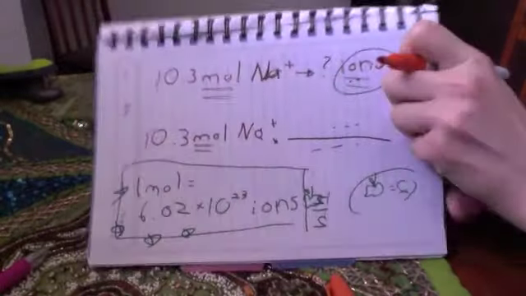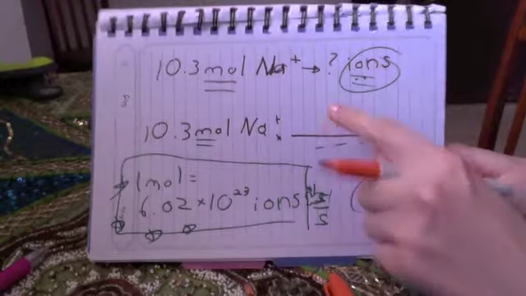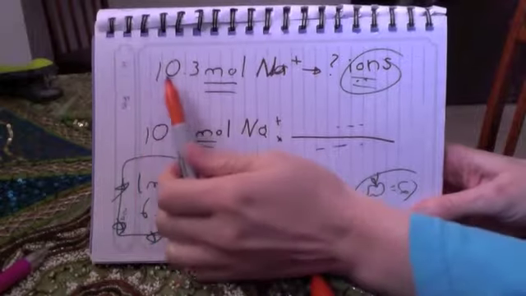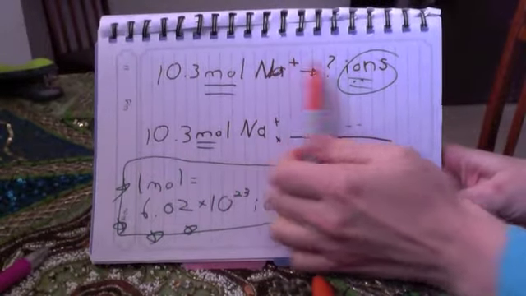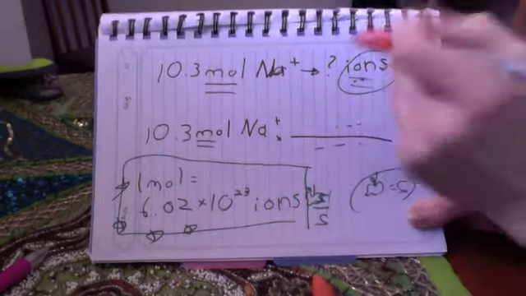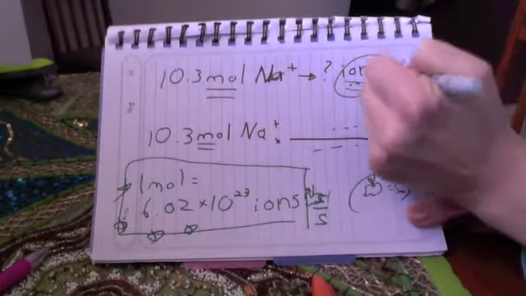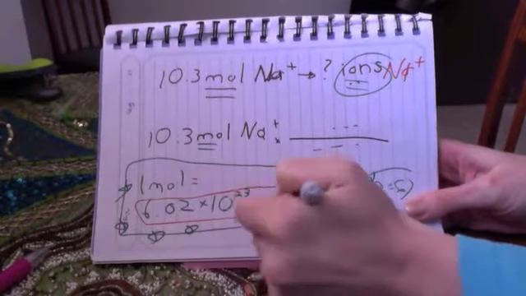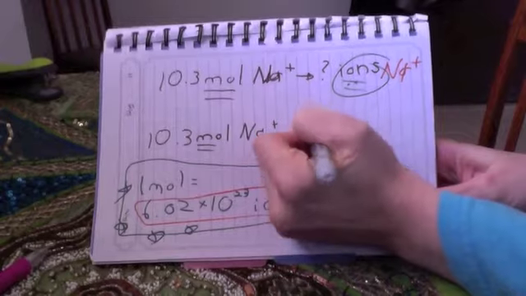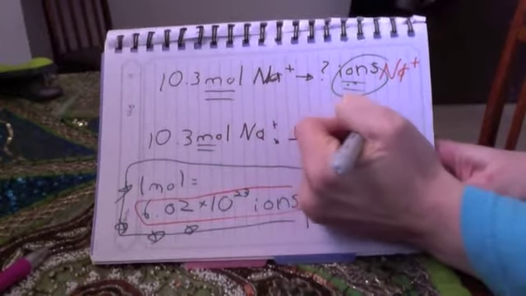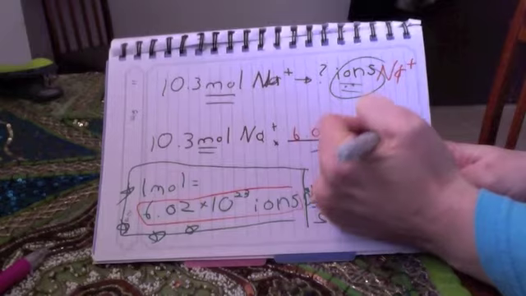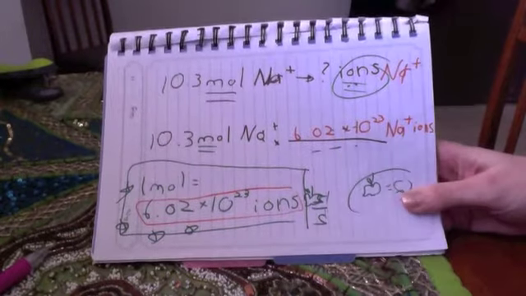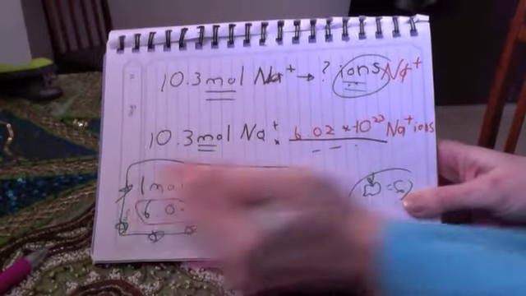Now, always, what I want goes on the top, okay? Look at the original question. I said, in 10.3 moles of sodium ions, how many actual ions of sodium are there? I'll write sodium. Okay, so what I actually want is going to go on the top, which is this number. So I'm going to put Avogadro's number, 6.02 times 10 to the 23 sodium ions, on the top, okay? And then on the bottom, I'm going to put the other number, 1 mole.